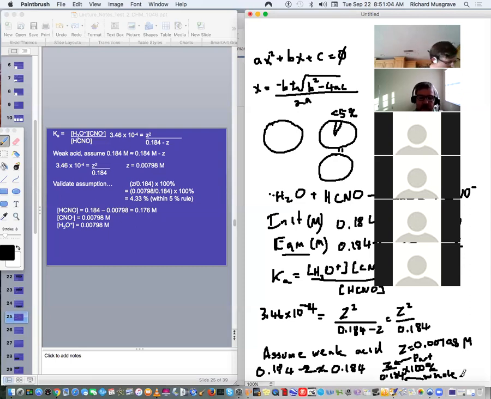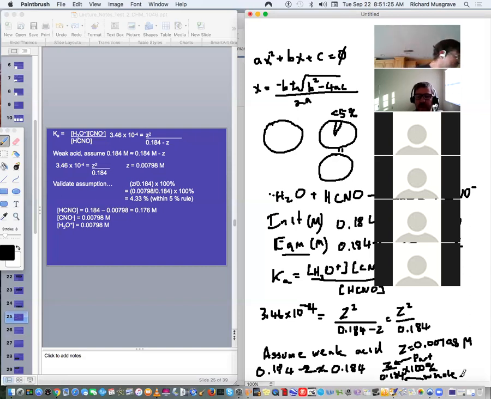And if it's valid, that means that we're fine. Now, what if it was invalid? What would you have to do then? Let's say it came out to be 7%. What would you have to do then? Any ideas? To actually solve for Z properly, using what? The quadratic method. Yeah, using that quadratic equation.